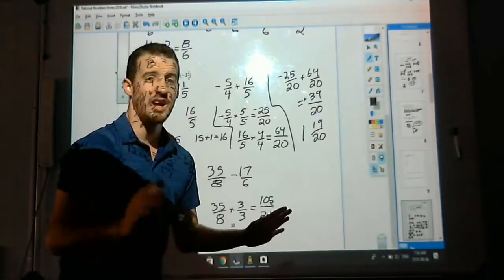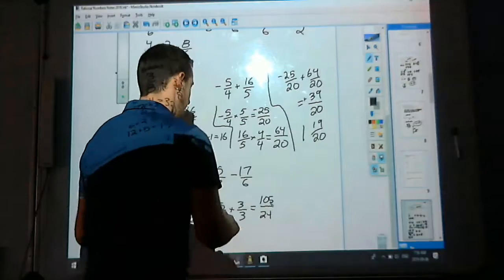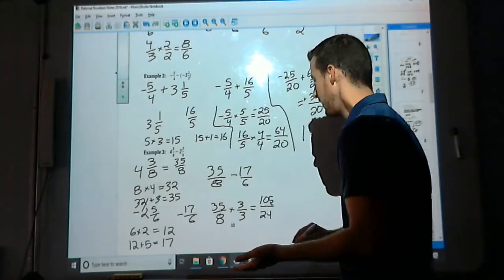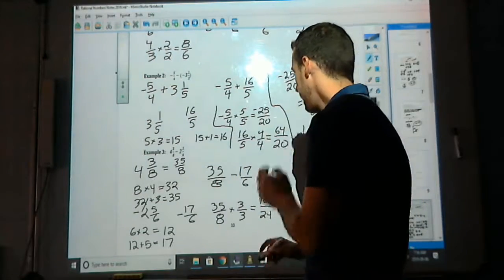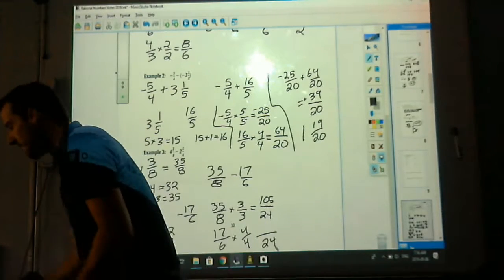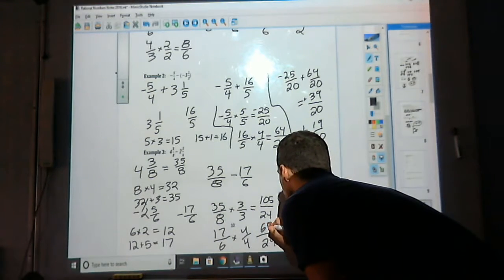Again, I don't need you guys to do this in your head. Please use a calculator just to double check your work. I know I am, because that's what mathematicians do. We always double check our work, okay? And then 17 over 6 times 4 over 4, okay? So we're done, our denominator of 24, and our answer will be 68 here, okay?